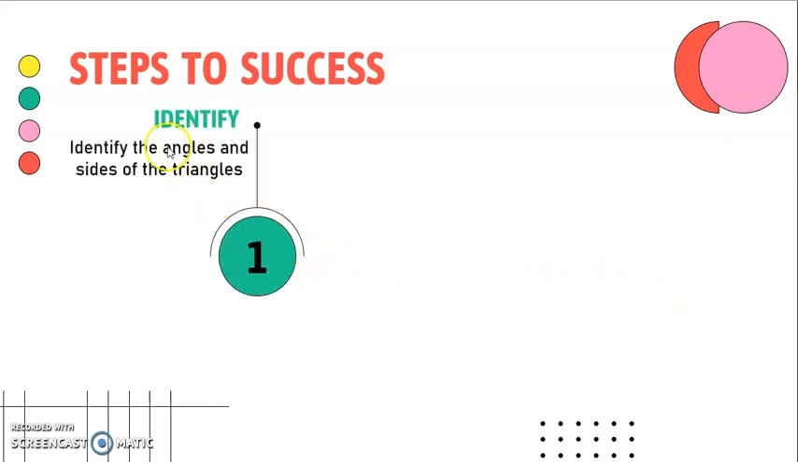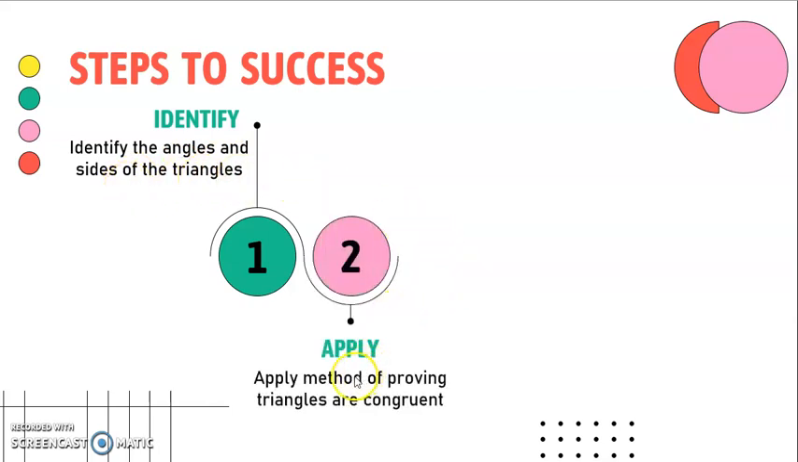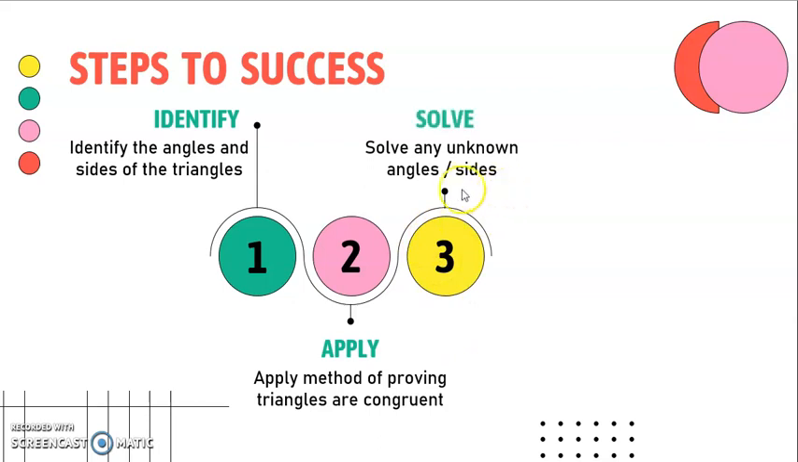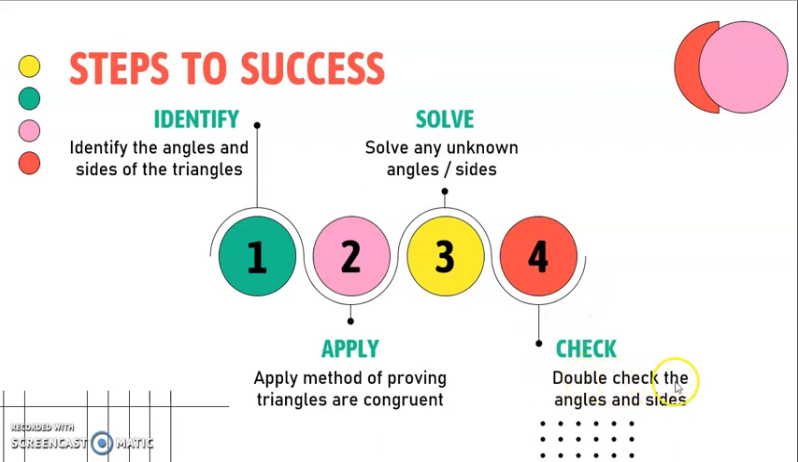So the steps to success: the first step is that you have to identify the angles and sides of the triangles. Second, you have to apply the method of proving triangles are congruent, the conditions. The third one, you have to solve any unknown angles or sides. And lastly, you have to always double check your angles and sides and make sure that the shapes are congruent.